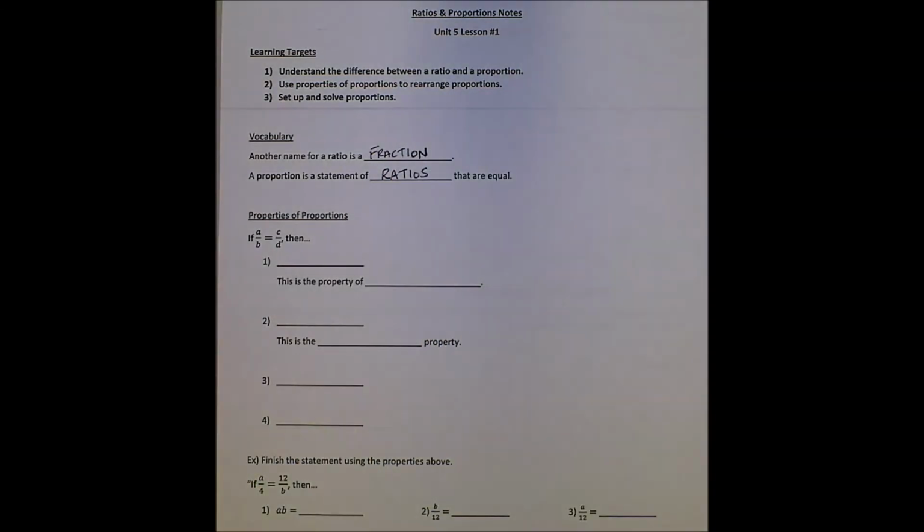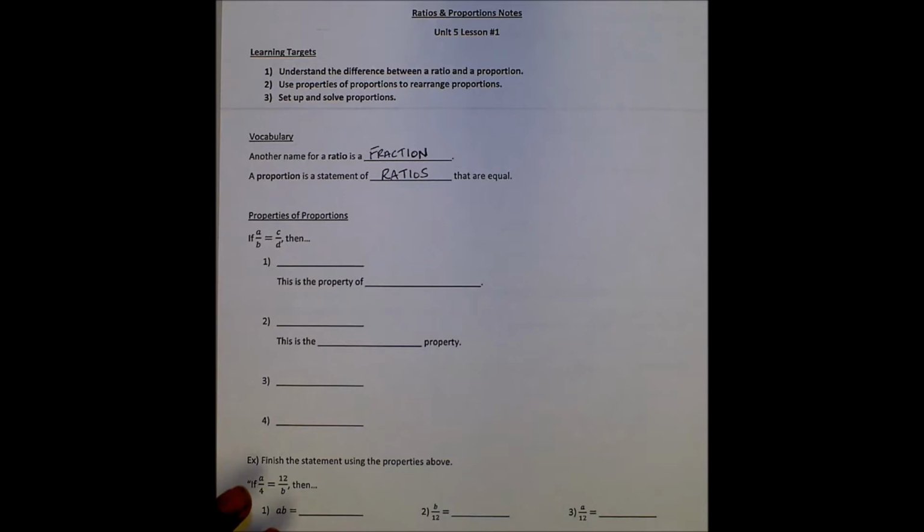As far as similarity goes, when two things are similar, it basically means they have the same shape but not the same size. You can think of models or pictures or things like that. And so having or being in proportion or having equal ratios is really important.